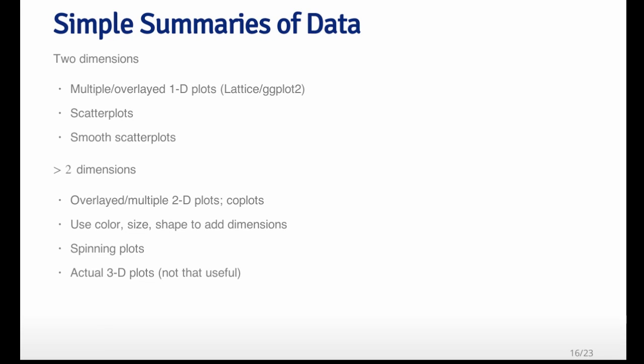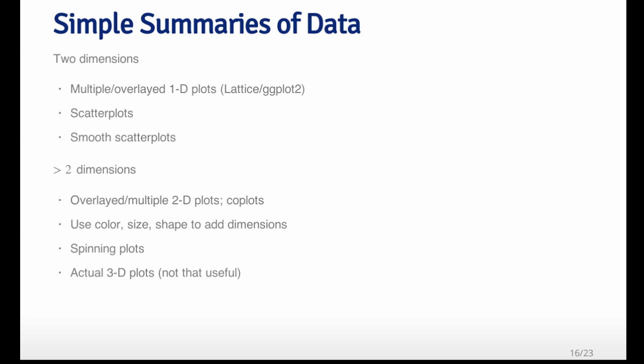So we've gone through some one-dimensional summaries, and now I want to talk a little bit about some two-dimensional summaries, which include things like scatter plots, but also you can group together lots of one-dimensional plots to look at two-dimensional data, and in particular, lattice and ggplot are good at this. So we can look at scatter plots, smooth scatter plots, and also in looking at greater than 2 dimensions.